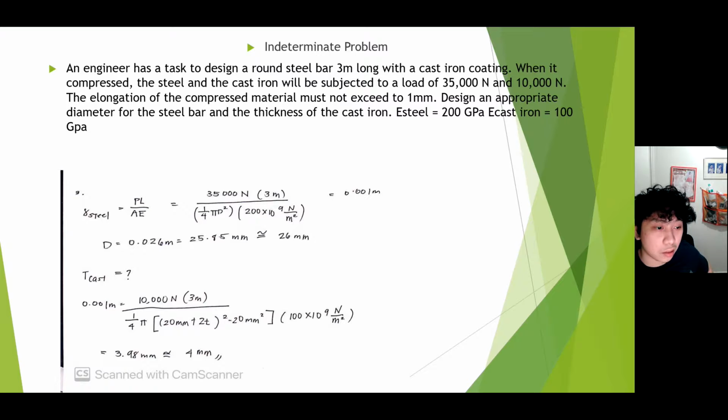So, hanapin natin is the T-cast. So, 0.001 m is equals to 10,000 N times 3 m all over 1 over 4 pi times 20 mm plus 2T squared minus 20 mm squared. So, times natin siya sa 100 times 10 raised to 9. So, makuha natin sagot ay 3.98 mm or 4 mm.